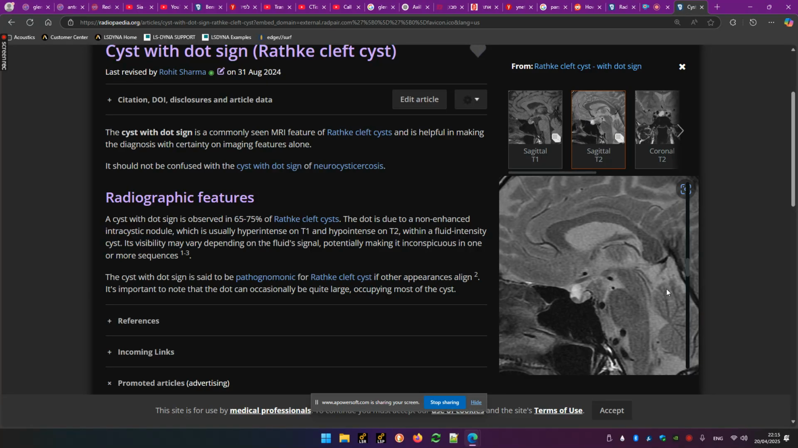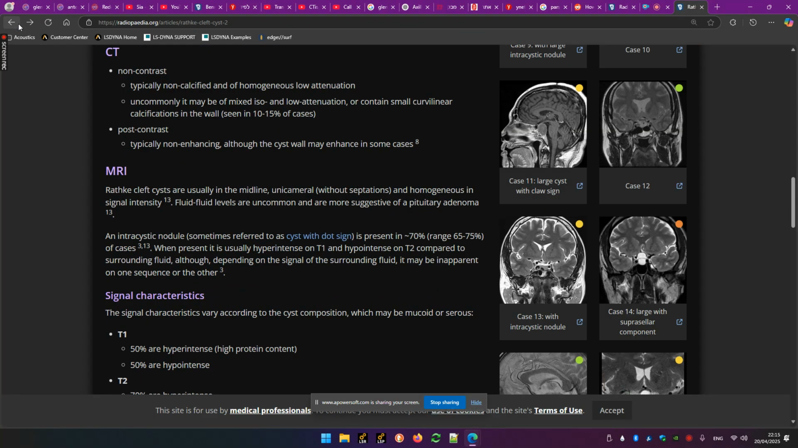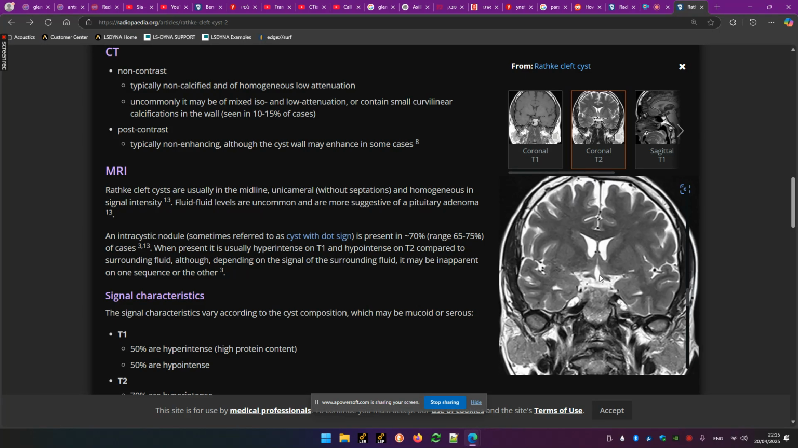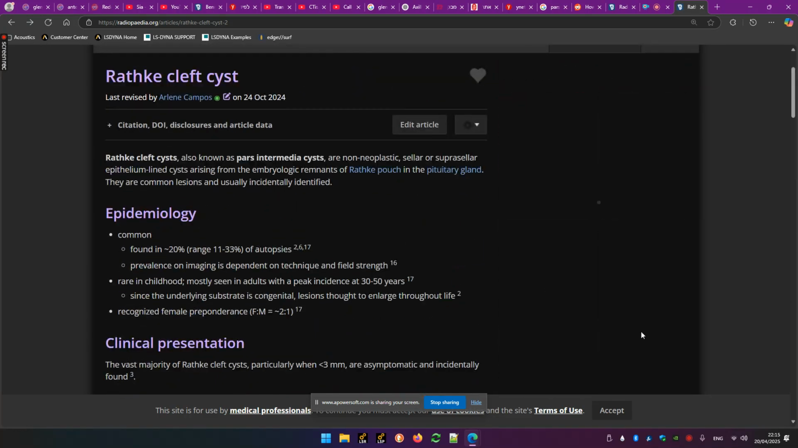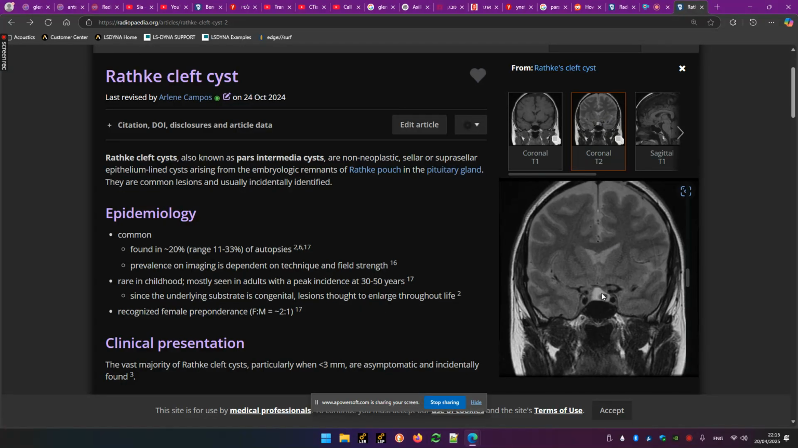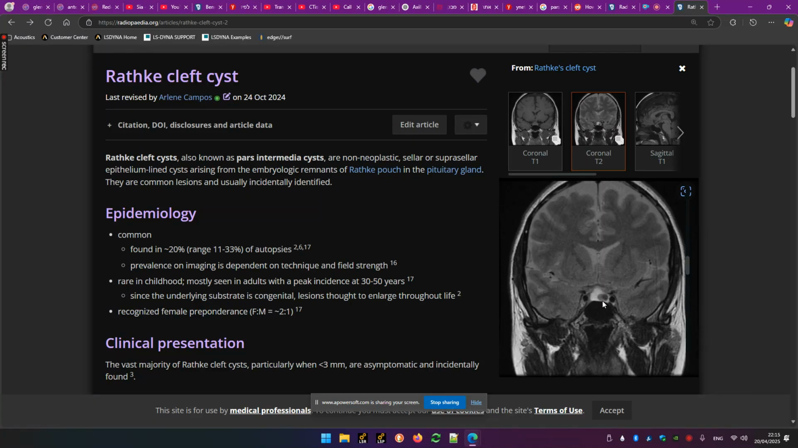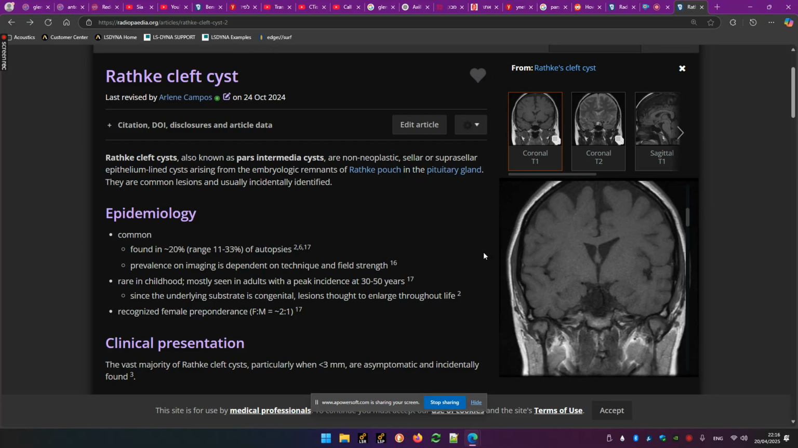Okay, thank you very much. Not sure, so where is exactly the, wait a sec. Yeah, I think this is the cyst, right? This must be the cyst. Hyperintense a little bit on T1, so this should be the cyst with dot sign.